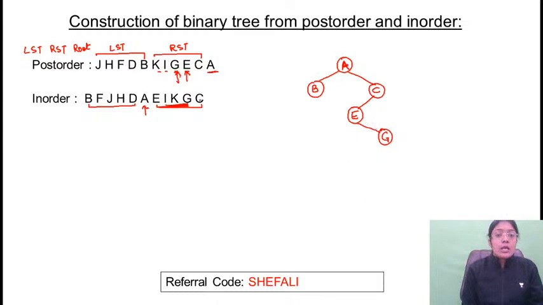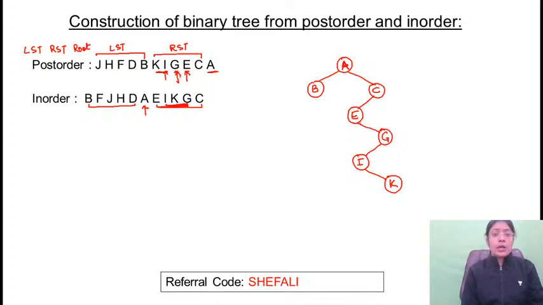Correct? Now, K and I are left. K and I are present on the left of G, and among this, I is coming at the end. So I will be the root. Left subtree root is I. Next we are getting K. K is present on the right hand side. Clearly tell me, if I am directly writing the root element, is there any problem or any confusion?